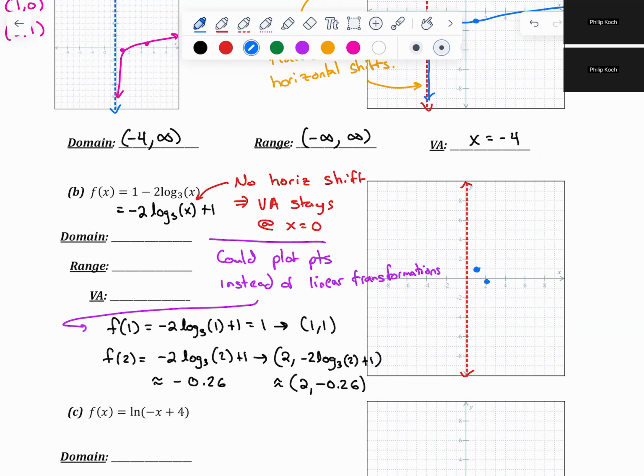It doesn't need to be perfect. Now, this is where you might want to plug in an extra point or two to further verify to yourself how the graph is going to look. But if you remember your linear transformations, this has a negative sign out here. It's on the outside, so it affects the y stuff. So this is a reflection across the x-axis. So it should look like this, but you can always plot a couple extra points to be certain.